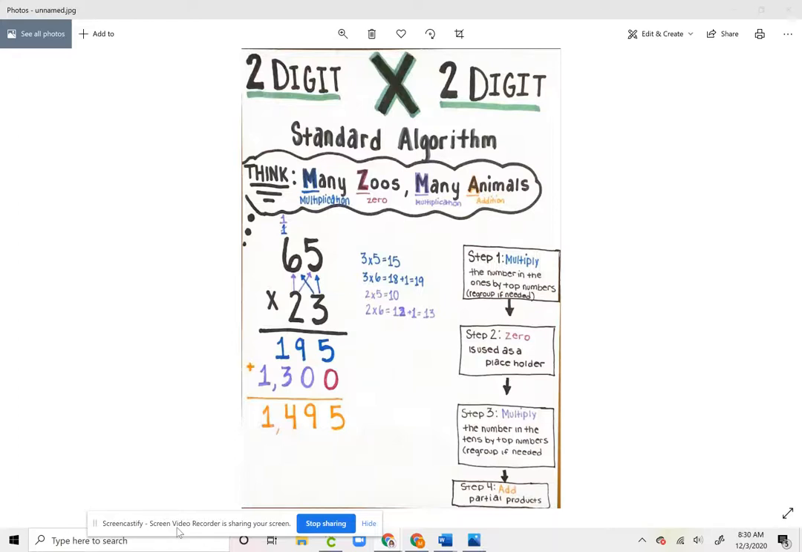Hi friends. Okay, so today we're going to be practicing 2-digit times 2-digit standard algorithm. And if you remember, we practiced standard algorithm with a multi-digit times a single digit.